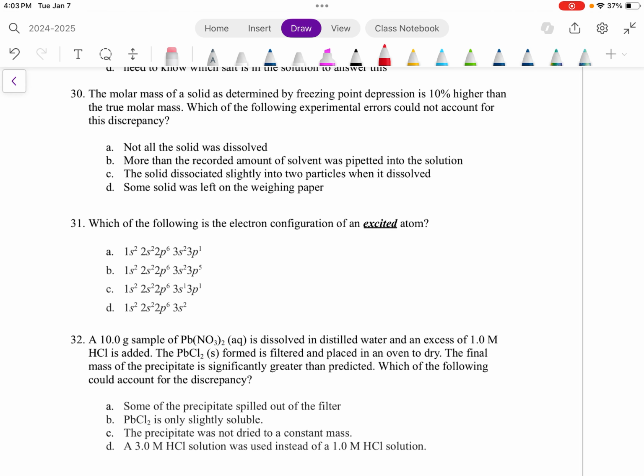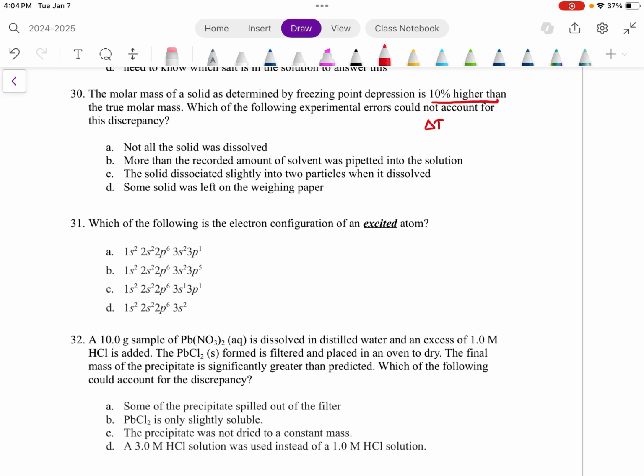Molar mass of the solid determined by the freezing point depression is 10% higher than the true molar mass. Which experimental error could not account for this discrepancy? So you're looking for something that would have caused your molar mass to be lower than the true molar mass. That's what they're asking for here, right? So 3 of these should cause it higher, okay? And so that's what we're looking for here.